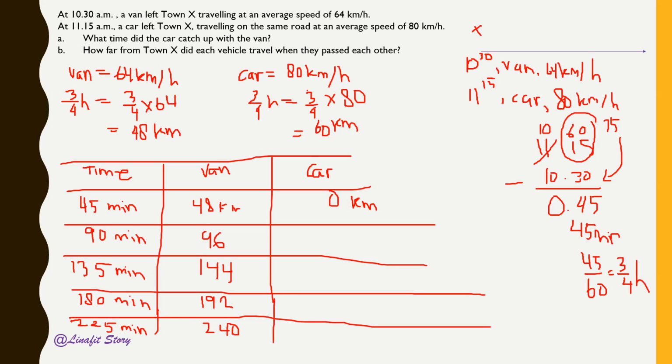Next, for the car. 45 minutes, it traveled 60 km, because the car left town X at 11:15. And after that, we'll count in 60. 60 plus 60 equals 120, 180, and then 240. So here is the time where the car caught up with the van. 225 minutes.